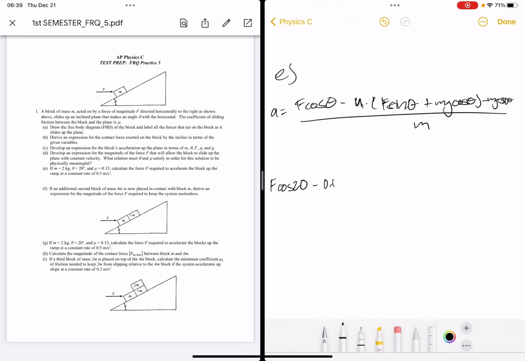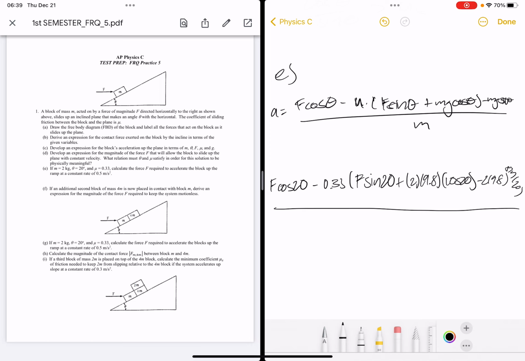This is 0.18 now. No, 0.33. Wrong FRQ. F sine 20 plus 2, 9.8 cosine 20 minus 2, 9.8. This is sine 20. My bad, I have to flip that. Over 2. And this all equals 0.5.